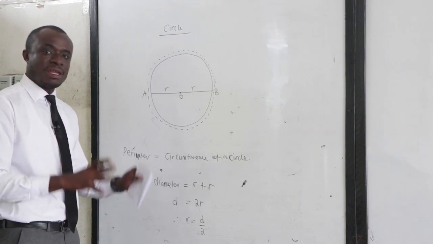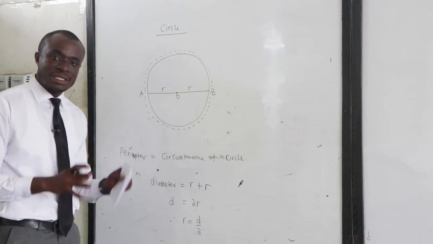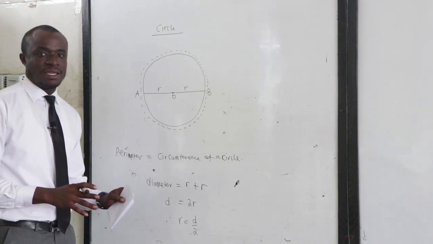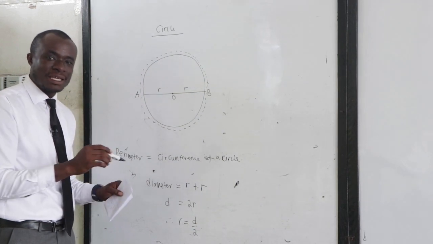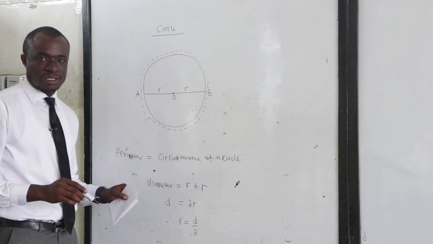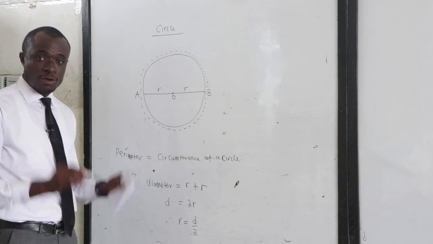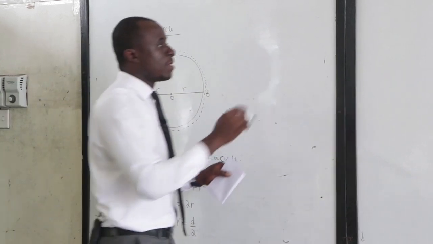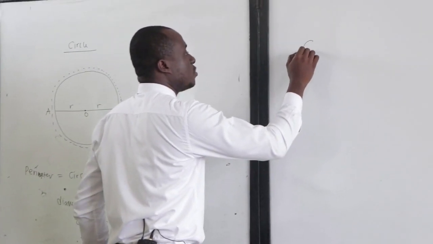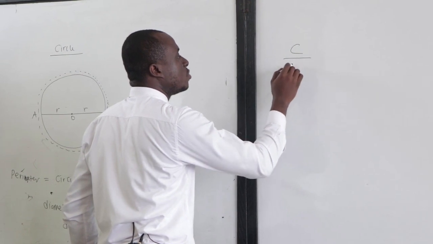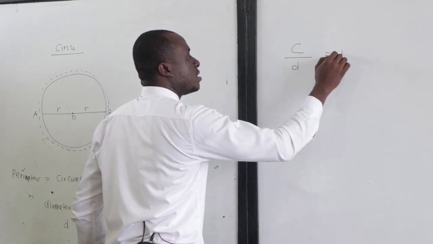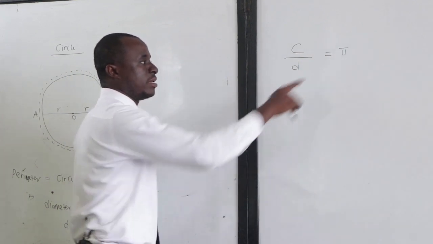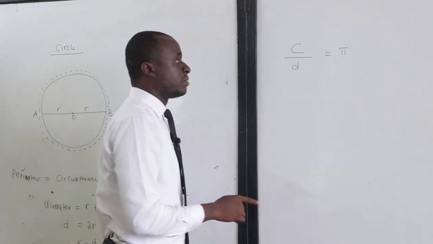Also, what we are supposed to note is that the ratio of the circumference to the diameter is a constant. And that constant is represented by pi. The ratio of the circumference to the diameter is always a constant, and this constant is denoted by pi. So what are we saying? The ratio of the circumference to the diameter is represented by pi. That's what we call pi.